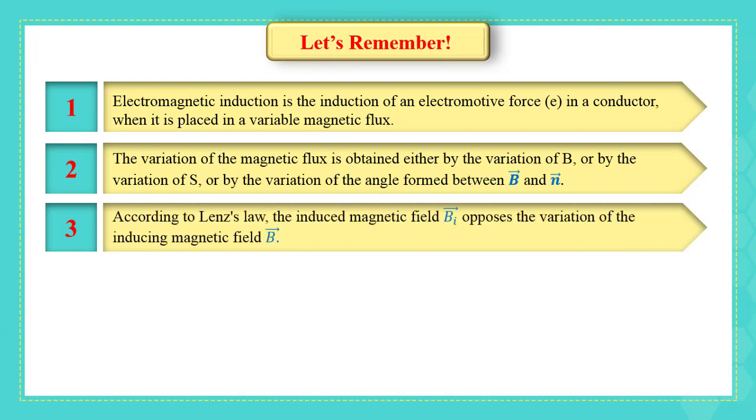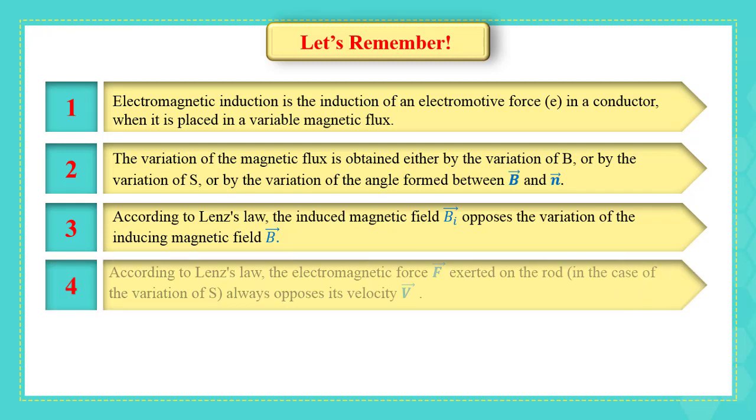3. According to Lenz's law, the induced magnetic field B_I opposes the variation of the inducing magnetic field B. 4. According to Lenz's law, the electromagnetic force F exerted on the rod in the case of the variation of S always opposes its velocity V.